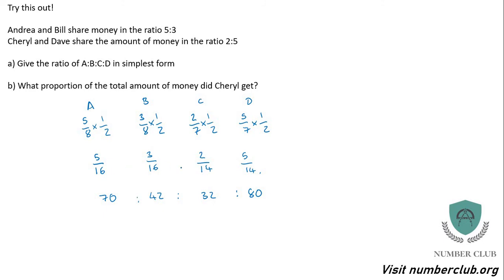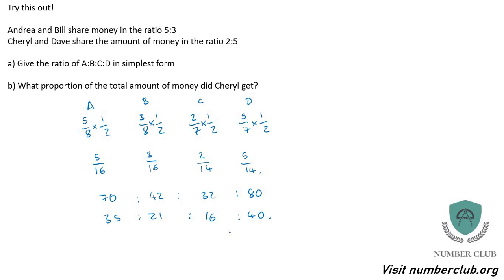The denominator would have been whatever 16 times 14 is, which is a big number. I think it's 234 or something like that. So we get 35, 21, 16, 40. There's no more cancelling that can be done with that. That's done. Okay. So the ratio in simplest form is this amount.